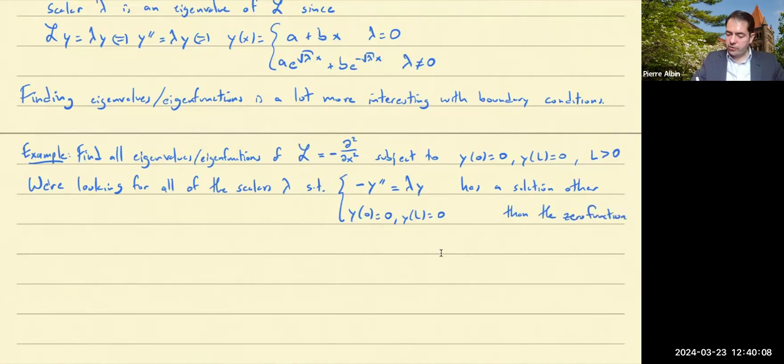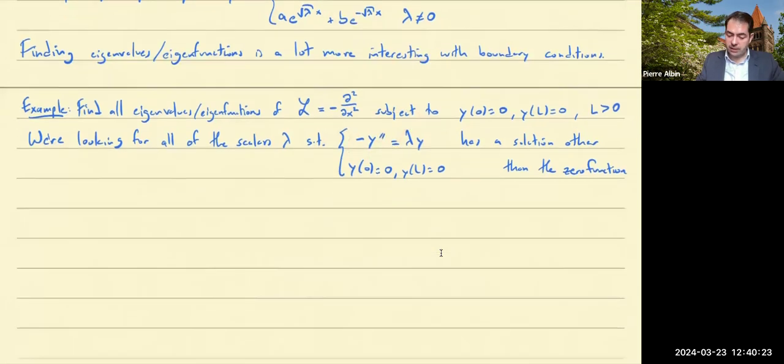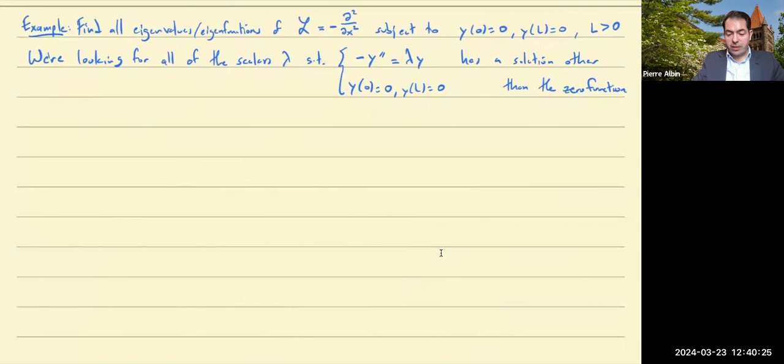Of course, this problem always has a solution if you allow the 0 function, because our homogeneous boundary conditions are met by the 0 function, and the 0 function would just make both sides of this equation equal to 0. So there's always that solution, which means that it's not very interesting. Instead, we want to know, well, when are there non-zero solutions? And that's going to limit the lambdas that show up.